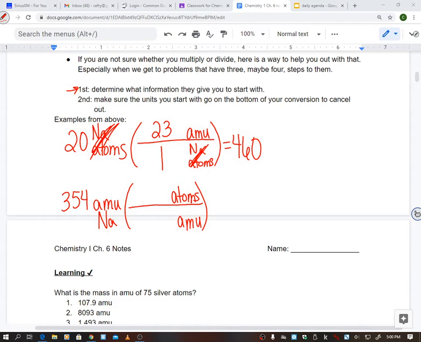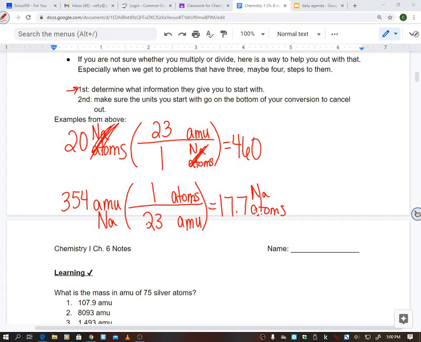Alright, so then 1 atom of sodium weighs 23 AMUs. So right away, that 354, I know I'm going to have to divide by 23. The 1 I ignore because it's not going to change my answer. If I take 354 divided by 23, it's going to give me 17.7. Then I would multiply by 1 on the top. Keeps it at 17.7. 17.7 sodium atoms.